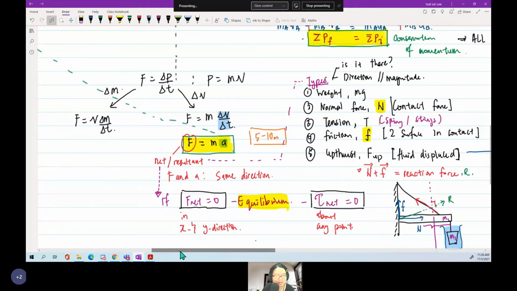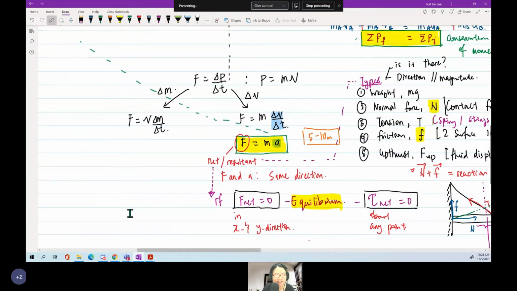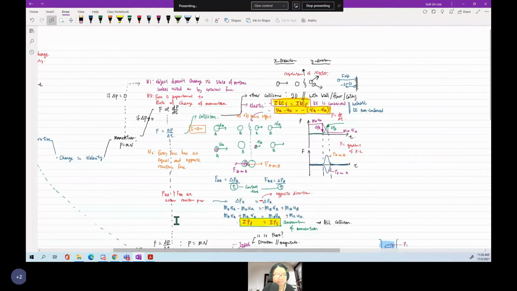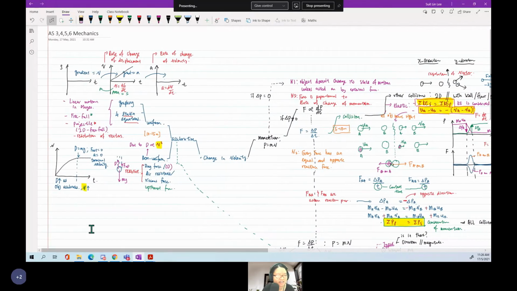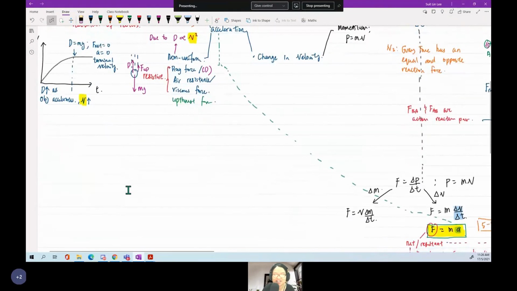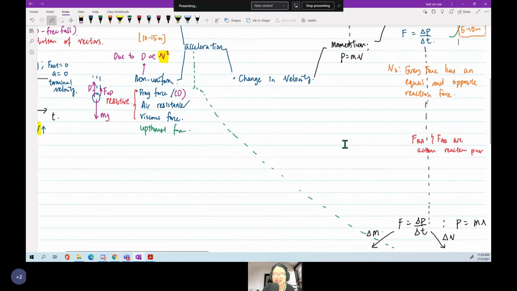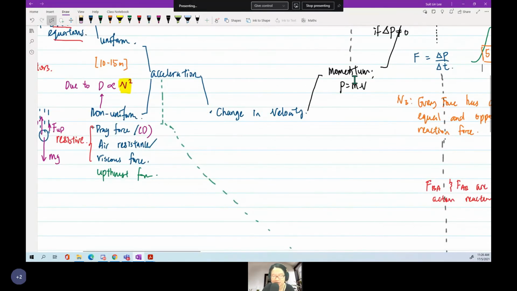Finally, chapter 6. Chapter 6 is related to velocity. Don't forget, what is our main chain? Our main chain is a change in velocity. Whenever there's a change in velocity, there is a change in momentum. We can say the object is accelerating. But we can also say, because there's a change in velocity, that there is a change in kinetic energy. And because there's a change in kinetic energy, there is work done.